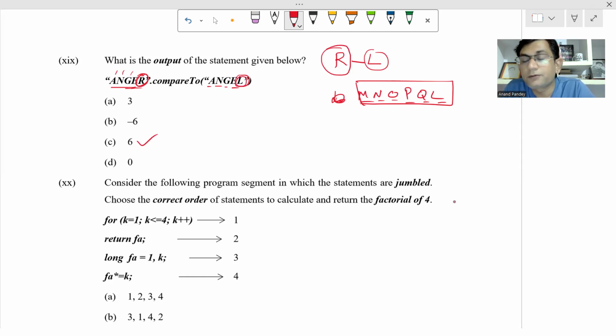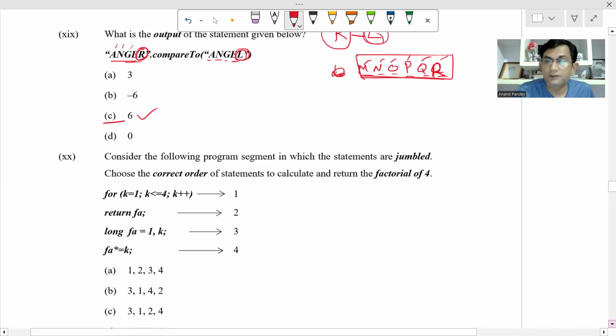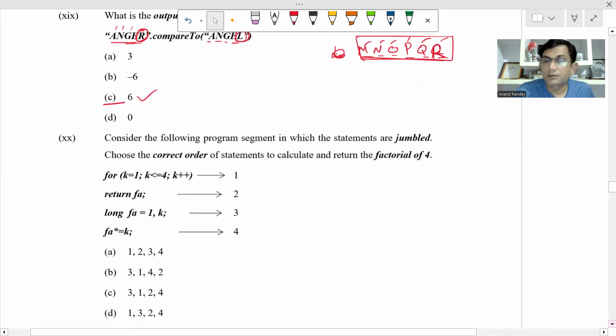And if you do not remember the ASCII values, this is the trick I'm telling you. Starting from the smaller one, you know ABCD very well. Leave the L, then next character, go up to that character. M, N, O, P, Q, R. So here 1, 2, 3, 4, 5, 6. The difference will be 6. Answer is 6. Okay, if you want to know the difference. Now coming to the next question.